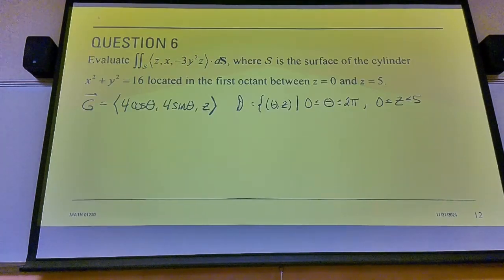Beta is between 0 and pi over 2. Why? Because it's in the first octant. This is n. Does that point in the right direction? So is it pointing away from the surface? Yes. That's the one we want.